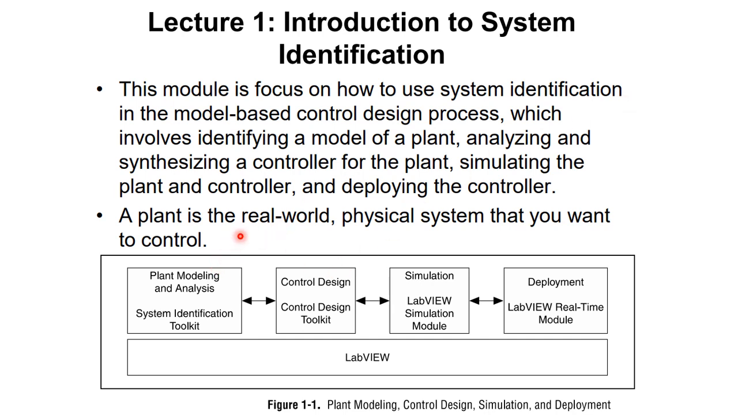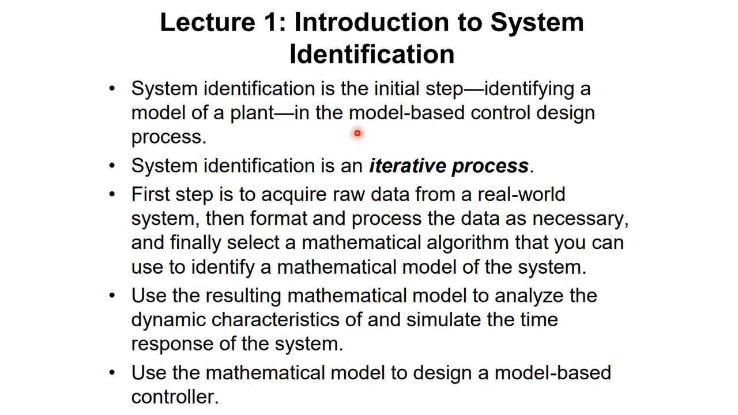A plant is a real-world physical system that you want to control. So this is the basic figure for plant modeling, control design, simulation and deployment using LabVIEW. System identification is the initial step in identifying a model of a plant in the model-based control design process, and it is an iterative process.